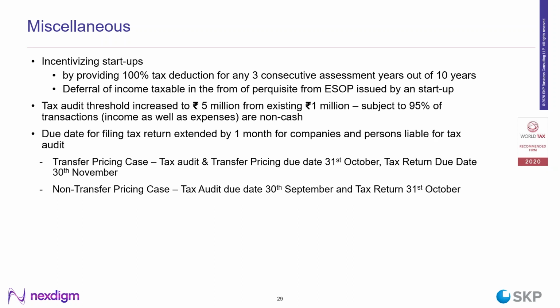So now the due dates are for tax audit and transfer pricing cases. The due date for tax audit and transfer pricing is 31st October of every year. So for the year ending April to March, the coming October would be the due date for tax audit and transfer pricing, and for tax return the due date would be 30th November, and for non-transfer pricing cases the tax audit due date would be 30th September, and for tax return it would be 31st October.